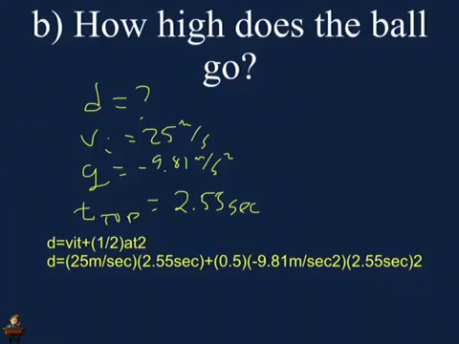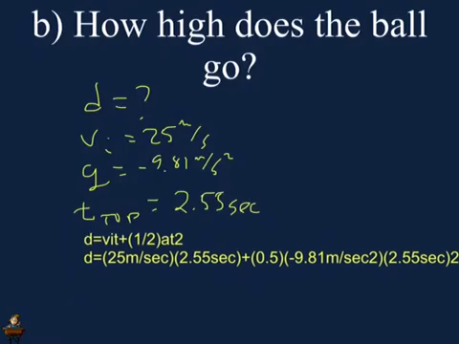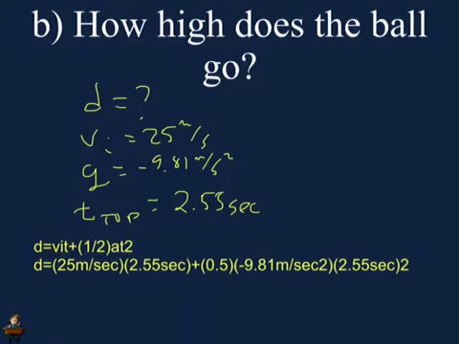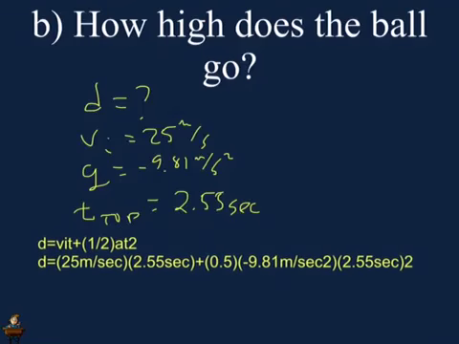Please don't forget that gravity must be negative 9.81 meters per second squared, and that the time in the last term here is squared. Sorry about that little earthquake there. Don't forget to square that time. All right, so simply plug it in your calculator and solve, and you should come up with the answer.